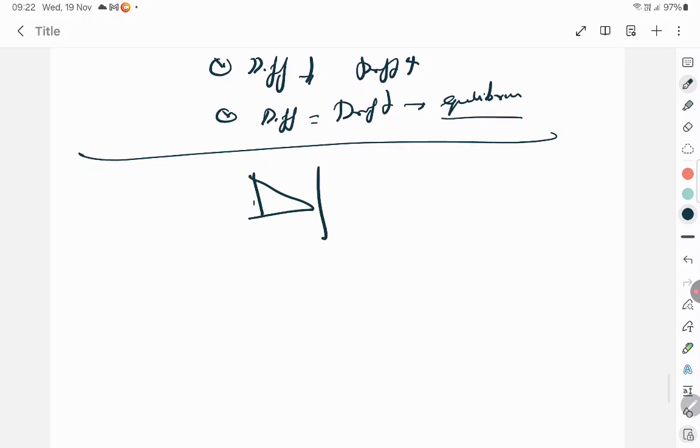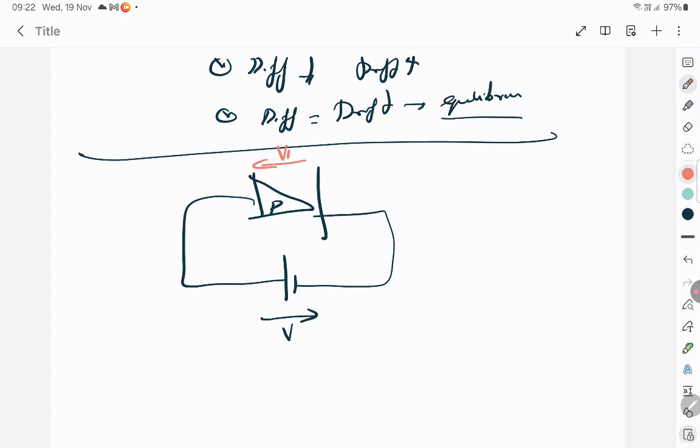Take a PN junction diode and forward bias it: the P type is connected to positive and the N type to negative. The applied voltage is in this direction, and the barrier potential is from negative to positive, so they are in opposite directions. The applied potential slowly overcomes the barrier potential VB. So V minus VB is the net potential, and the net barrier potential decreases.